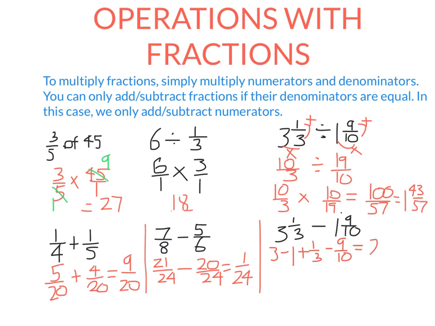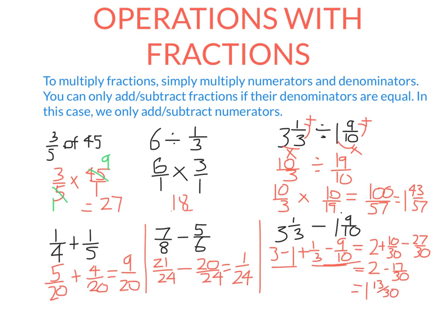So 3 minus 1 is 2, that part. So to get this part, I need to do what I've been doing in the previous two examples. I need to make these two have the same denominator. So 1/3 is the same as 10 over 30, and 9/10 is the same as 27 over 30, because I times top and bottom here by 3. So now I've got 2. Now, 10 minus 27 is negative 17. So it's negative 17 over 30. So 2 minus 17 over 30 just leaves me with 1 and 13 over 30.